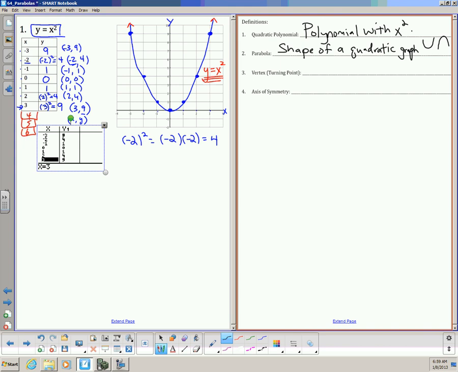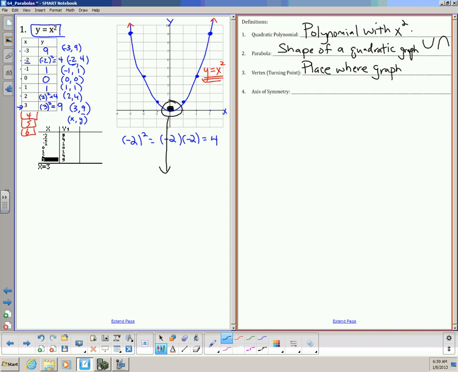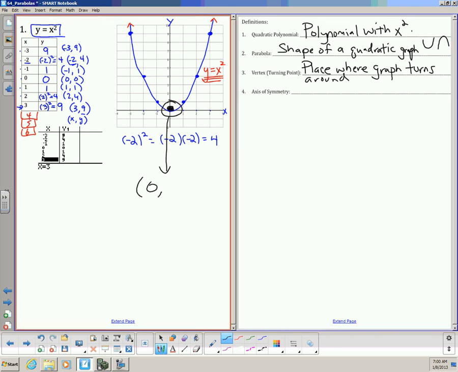The vertex, or the turning point, is the place where the graph turns around. So here the vertex is the point 0, 0. This is the vertex because that's where this graph goes from coming down to going up. That's where it turns around.